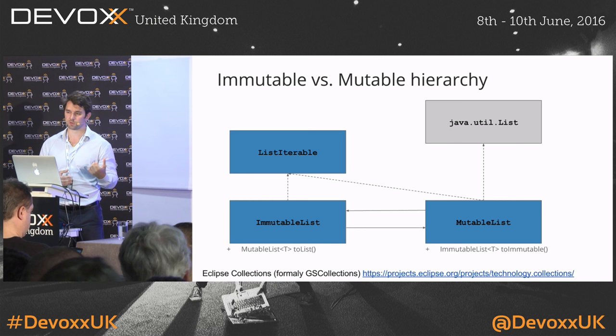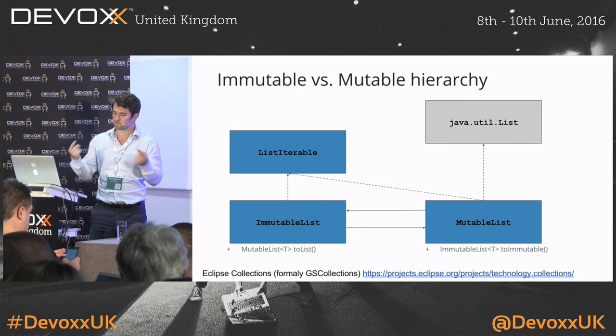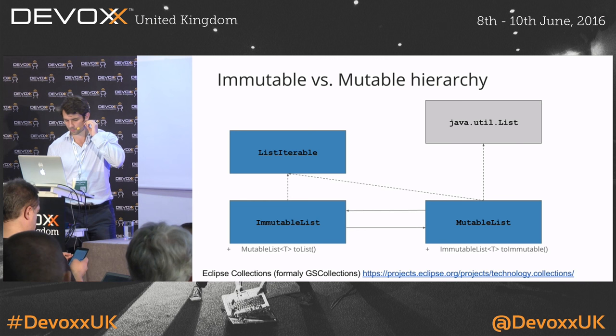But immutable list is something separate that implements a separate interface called ListIterable, which only provides read-only operations. So that's the read-only view. Those two interfaces are both implementing ListIterable, meaning we're able to use an immutable list or a mutable list in the context of ListIterable. So the key difference why these interfaces need to be split out a little bit is if you just think about what the add method would return.